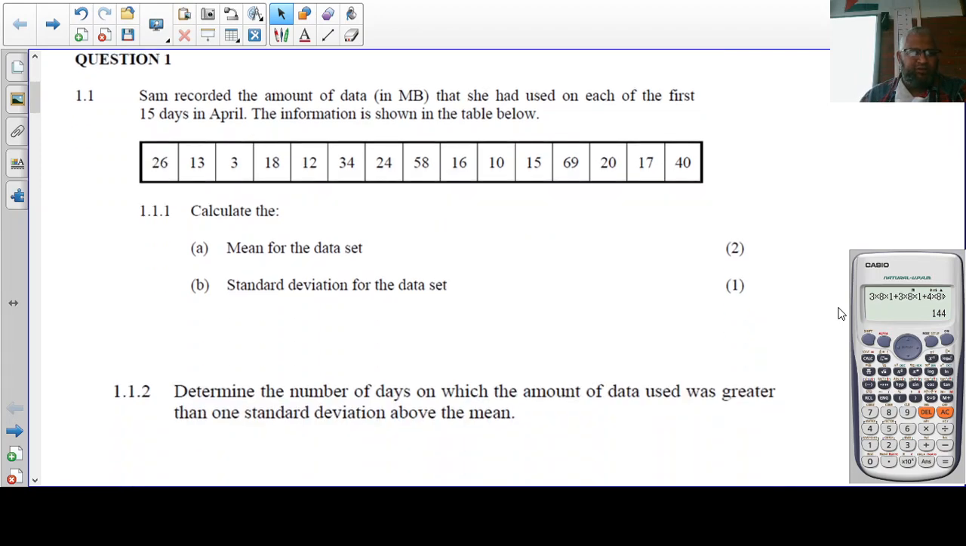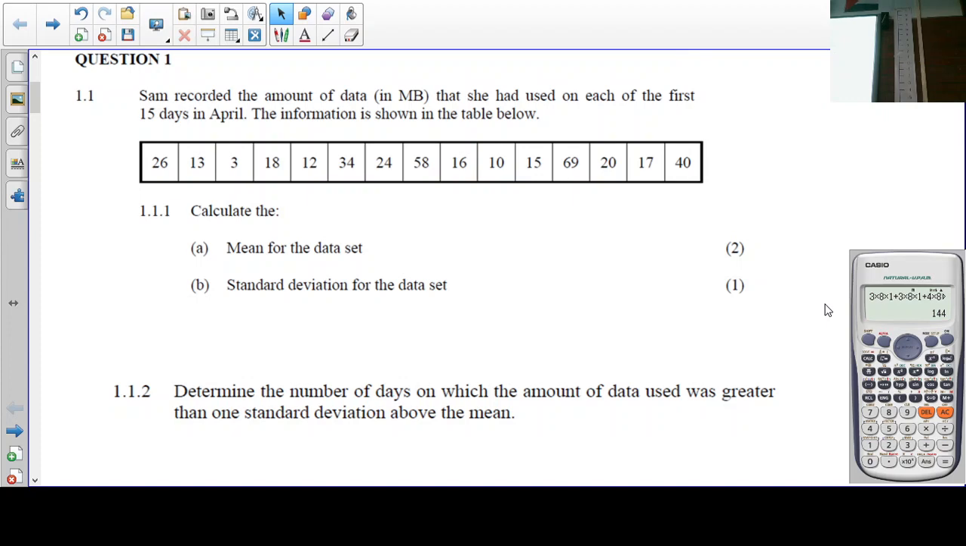Okay, so we're looking at question 1. In question 1, we are told that Sam recorded the amount of data in megabytes that she had used on each of the first 15 days in April. The information is shown in the table below. So the first question normally in Paper 2 is your data handling, statistics.